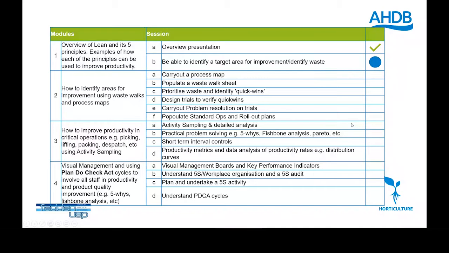So here's a long list of all of the sessions. We've got 1 tick in the box now, so that's a good start, and we're down to being able to identify the target area for improvements and identify waste.